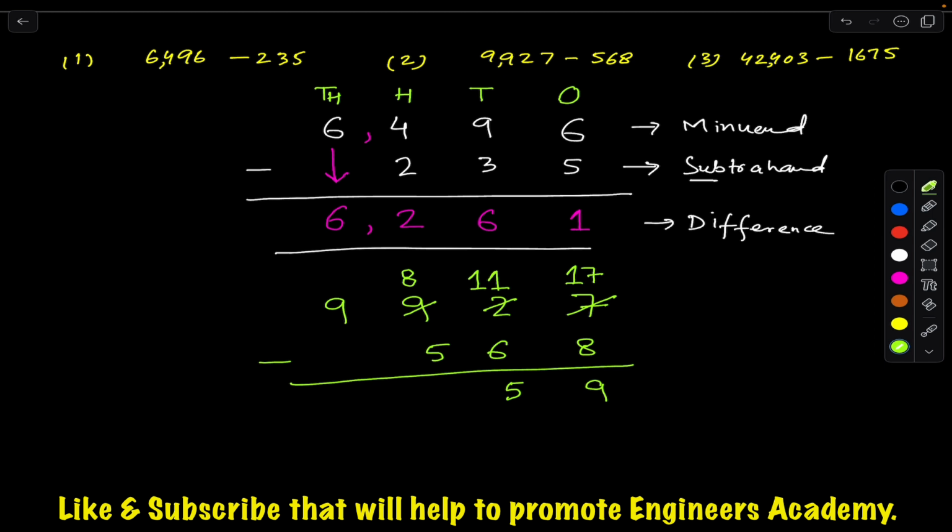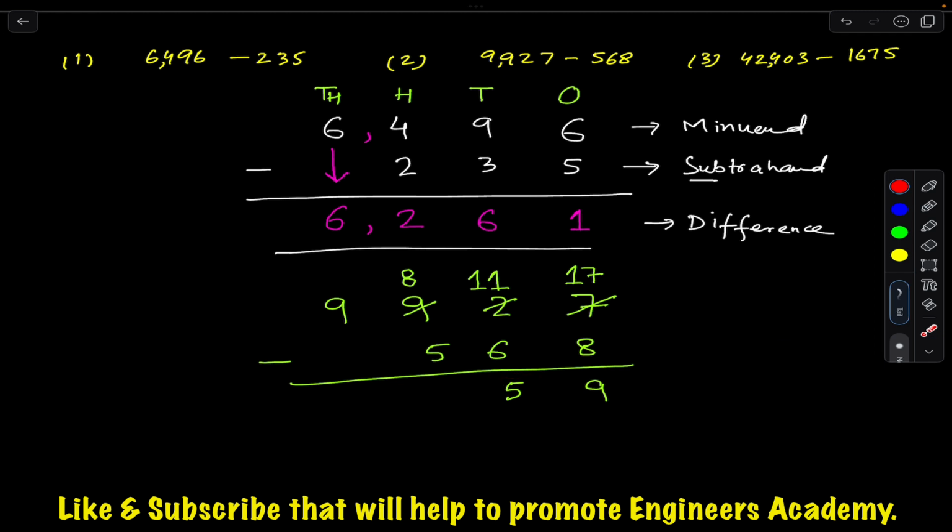This is basically 11 tens. So 11 tens is 110, and this is 6 tens. So 110 minus 6 tens. So that gives us 5 tens. That is 50. So this is 5 tens basically.